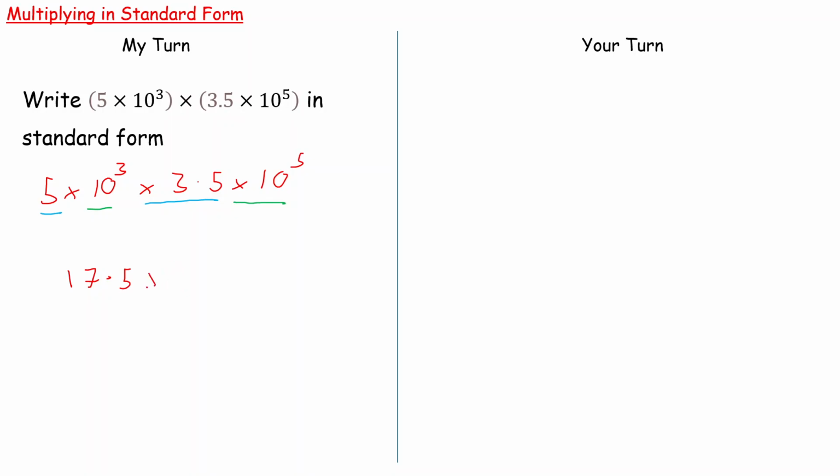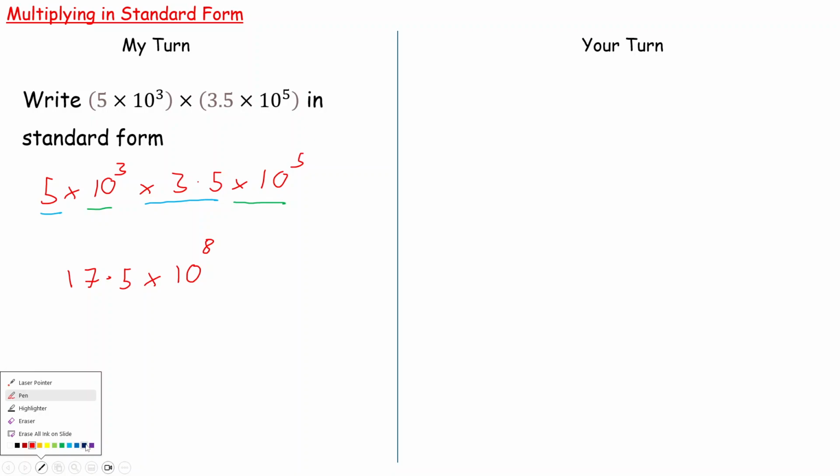And then we're timesing this again by 10 to the power. We're timesing with the same base, so we add the powers. 3 add 5 is equal to 8. Now, this here, this isn't wrong. It means the same thing as the original question, but this is not in standard form, because this number here must be between 1 and 10. And 17.5, that is not between 1 and 10.